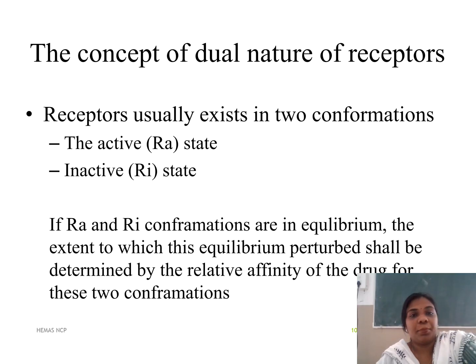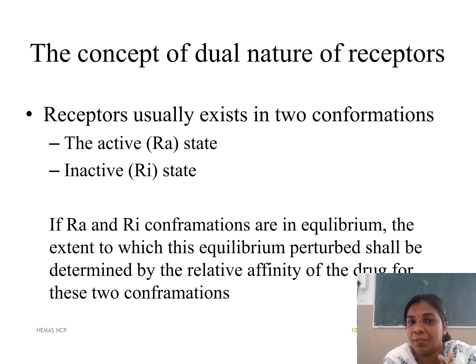And why is this theory important? The older lock and key theory could not explain basal receptor activity, inverse agonism, partial agonism, and constantly active receptors. So the two-state model, or the dual nature concept, explains all these phenomena.